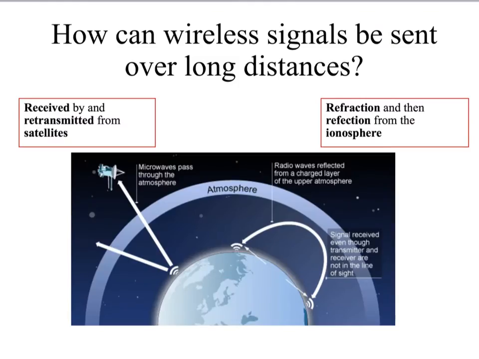I'm going to talk now about two ways in which wireless signals can be sent over long distances. The first is by using satellites. A signal is broadcast from a transmitter on the surface of the Earth. It's received by the satellite and then retransmitted back down to Earth again to be received somewhere else. It's important to note that the signal is retransmitted and not reflected or bounced off of the satellite.